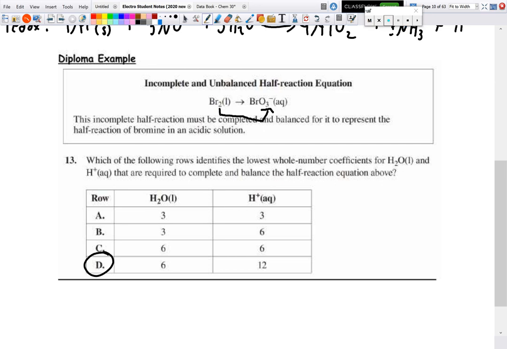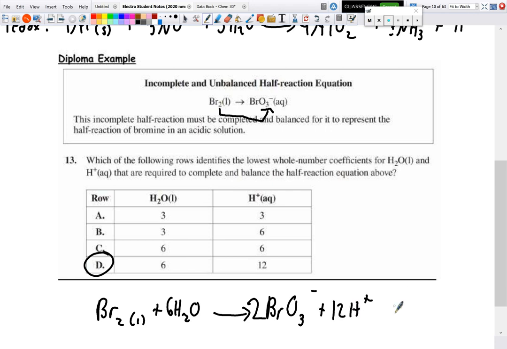D, and the reason for that is when you do balance this one out, right, we balance everything other than oxygen and hydrogen first, so we need to have a 2 in front of there. That'll give us 6 H2O on our reactant side and 12 H plus on our product side. Now it doesn't say anything about the electrons, but if we did want to balance out the electrons, we can stick 10 electrons over here as well, and that of course means that we have an oxidation half reaction.